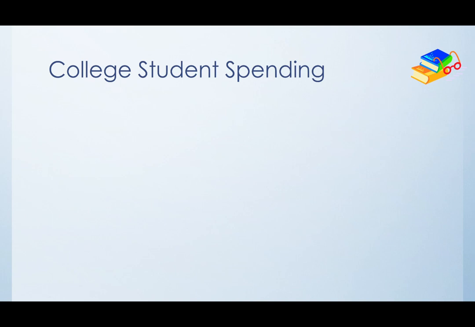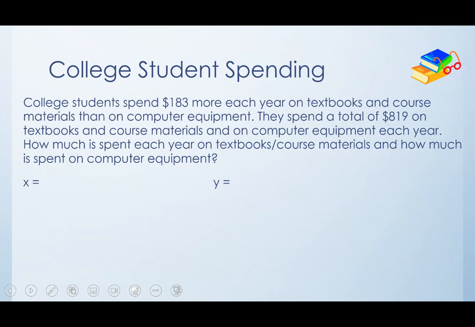All right, so we're going to look at an application here of linear systems. In this word problem, college students spend $183 more each year on textbooks and course materials than on computer equipment. We know they spend a total of $819 on textbooks and course materials and on computer equipment each year. In total, how much is spent each year on textbooks and course materials and how much is spent on computer equipment?